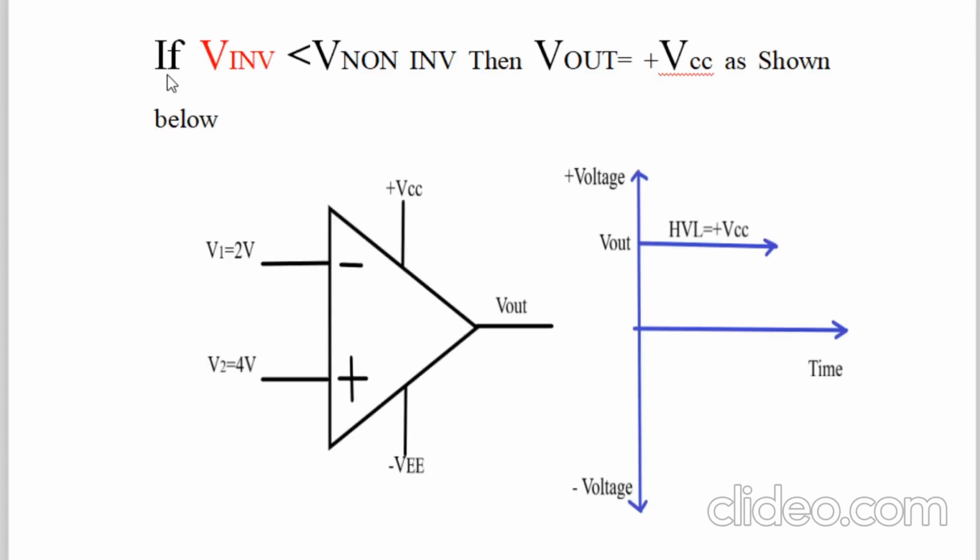If V inverting is less than V non-inverting, or it can be read as V non-inverting is greater than V inverting, here V non-inverting is 4 volt and V inverting is 2 volt. In that case, the output voltage of the op-amp is plus VCC as shown below. Here is the x-axis and the y-axis. Observe this output voltage V out: it is above the x-axis and equal to HVL, equal to plus VCC. This means if your power supply is 12 volt, of course plus, then it will be plus 12 volt. So these are the basic operations of the op-amp.